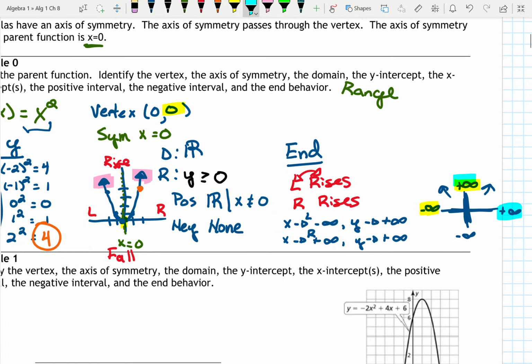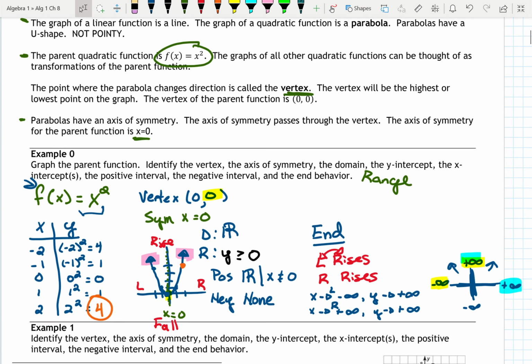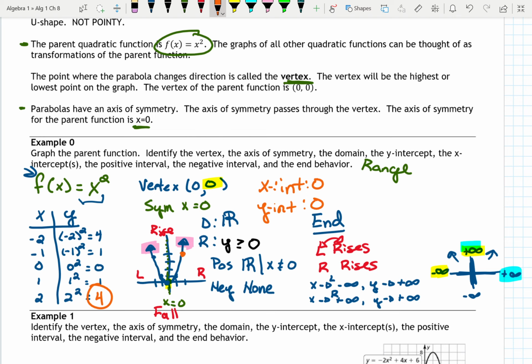All right. Let's scroll down and look at a different graph. Oh, did it want our x and y intercepts? It did. I almost forgot. My x-intercept, the spot where it touches my x-axis, is at 0. And then my y-intercept, that's also going to be 0. Those aren't always going to be the same spot, but in this one they are.